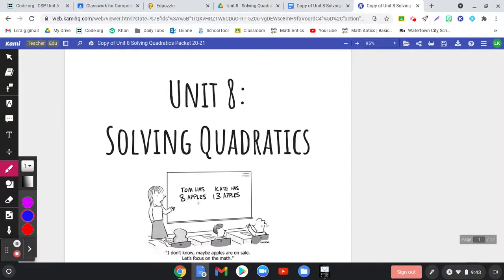Hi everybody, today we're going to start Unit 8. We only have a couple of units to go, so we're getting down there. Unit 8 is all about solving quadratics.